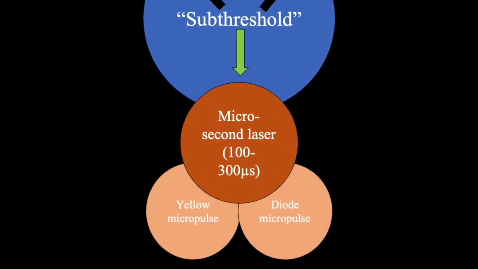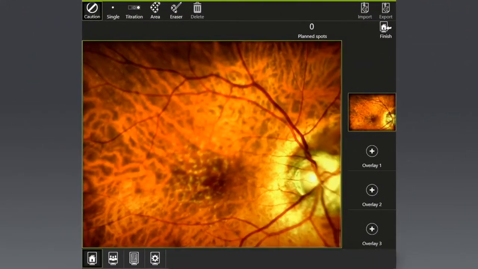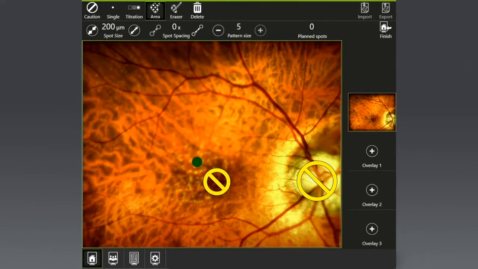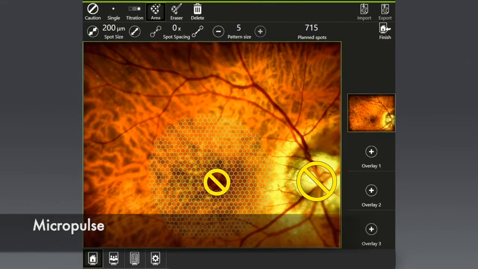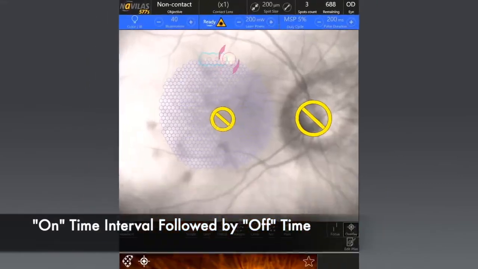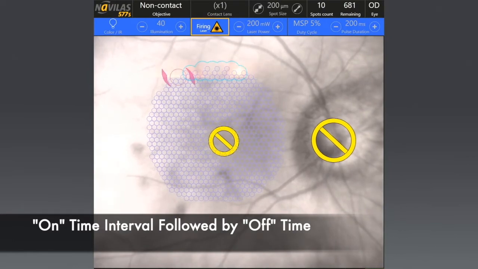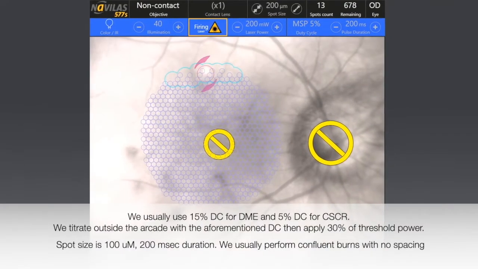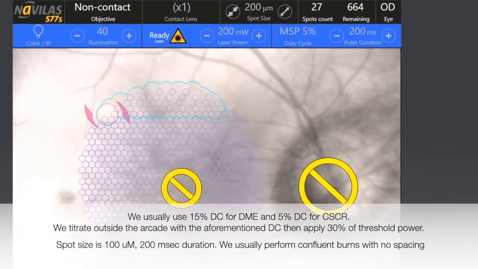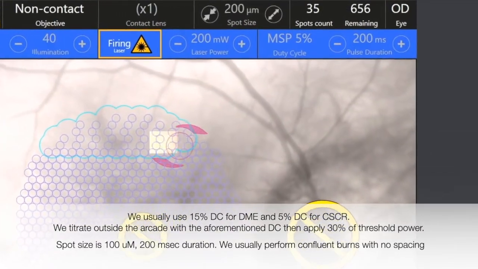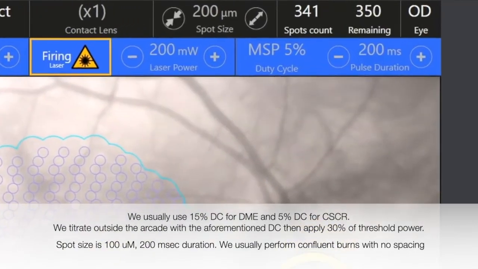This video demonstrates a microsecond pulsing laser with the ODOS Navilas laser system. Microsecond pulsing is defined by breaking up a continuous wave into multiple consecutive bursts, known as a micropulse. Each short pulse, or on time, is followed by an interval, or off time, which allows the tissue to recover. The ratio of on to off time is the duty cycle. The most commonly used duty cycle for subthreshold laser ranges from 5 to 15%.